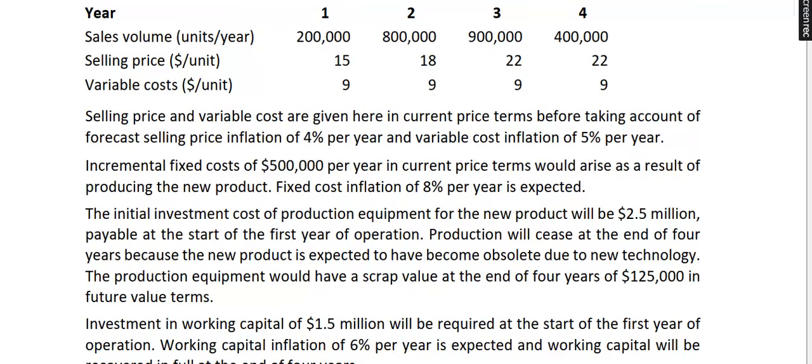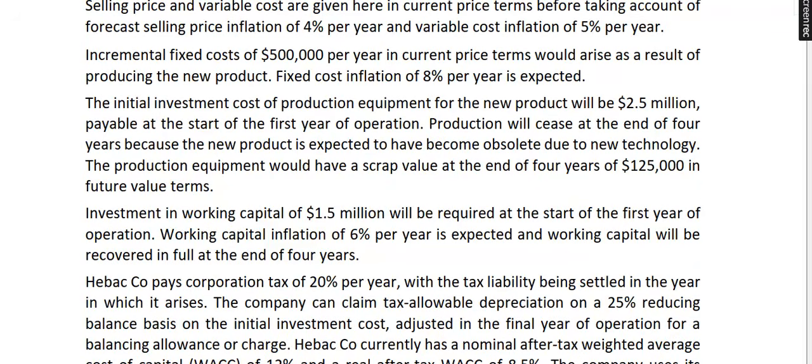Okay, let's move on. Incremental fixed cost of 500 per year in current price terms would arise as a result of producing the new product. Fixed cost inflation of 8% per year is expected. The initial investment cost of production equipment for the new product will be 2.5 million, payable at the start of the first year of operation.